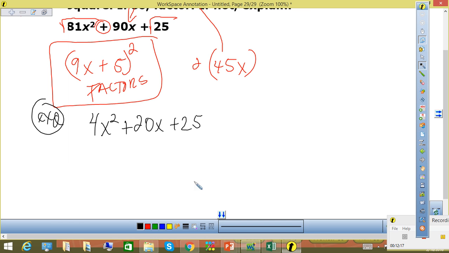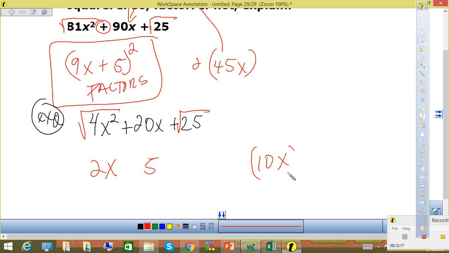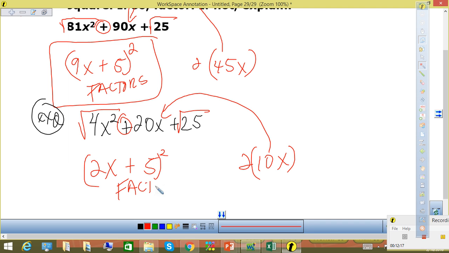Okay, let's see. Square root of the first, 2x. Square root of the last, 5. 5 times 2x, that's 10x. But we need to double that. Does that give us the middle term? Yes. So therefore it's a plus, and these are my factors.